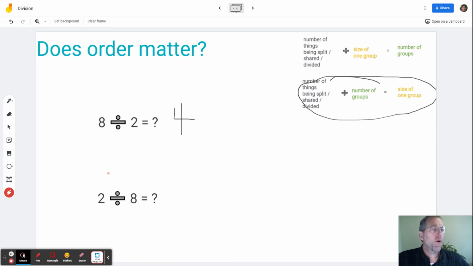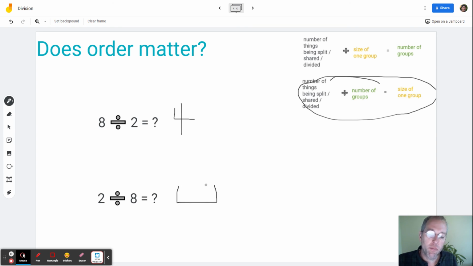Now, we might say, boy, my teachers always told me the big number is what goes first when I'm dividing. But you know what? We can see how it would make sense to have the small number go first, because it could be possible that I have 2 chocolate bars to share with 8 people. We could see that could be possible. So how much is each person going to get? So 2 chocolate bars shared with 8 people.